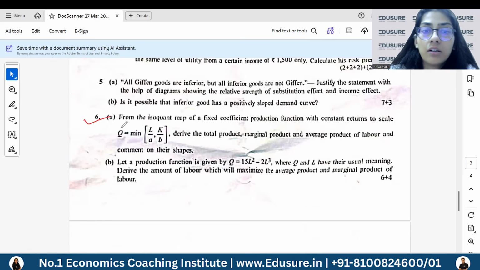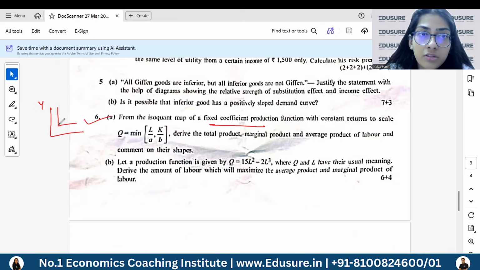And part 6, from the isoquant map for a fixed coefficient production function. So this is when you have L-shaped, and this is K, this is L. You'll have L-shaped isoquants with constant returns to scale. Derive the total product, marginal product, and average product of labor and comment on the shapes. Again, a very, very straightforward question.